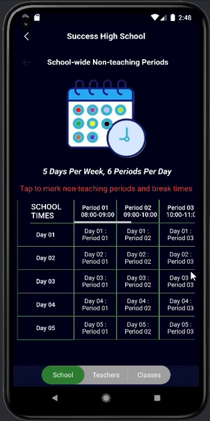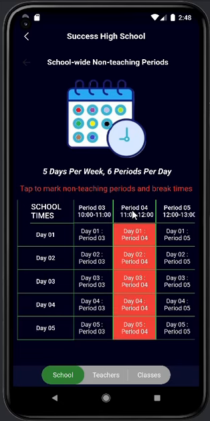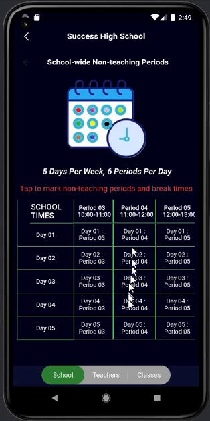To make an entire period unavailable for teaching, you simply tap on the name of the period. Its color coding will turn to red, indicating that those periods are not available for any lessons to be taught in them. When you tap on it again, you make it available for teaching, and its color coding will be cleared.